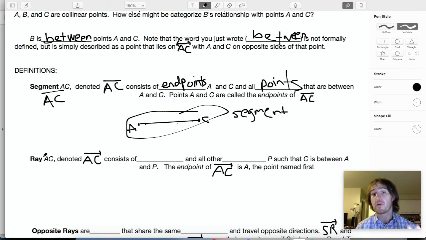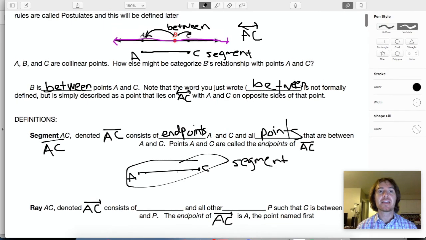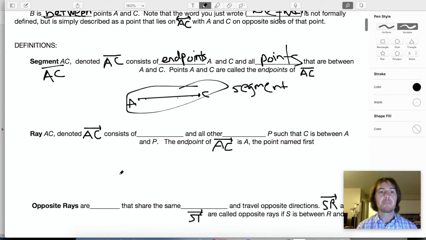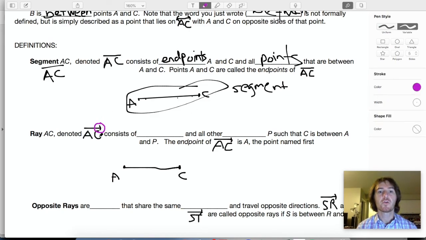Okie dokie. So another thing you need to be familiar with are rays. We got here ray AC. Ray AC consists of A and C and all other points P such that C is between A and P. Whoa. That's kind of confusing right here. Okay, so ray AC. So we're dealing with AC right here. I'm going to move this one down here. So AC, let me just draw AC again as a segment right now. So AC is a segment right here, but this is ray AC. Look here, I have one arrow at the right side of this, and it's over C right here.